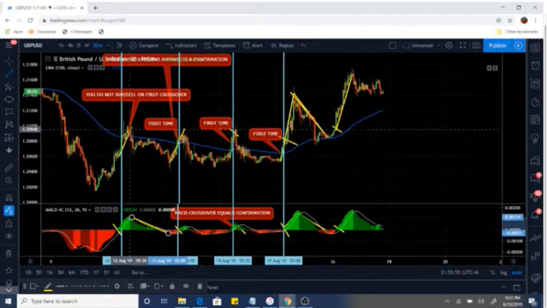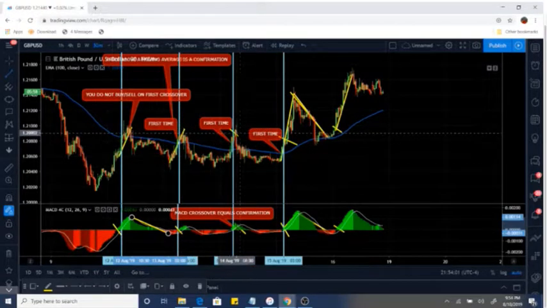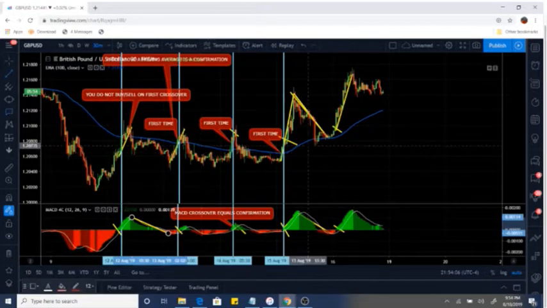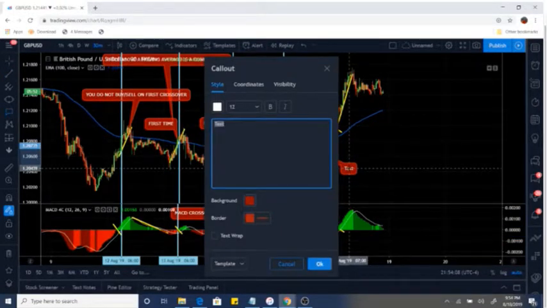But look what happens. Price pulls back. Same thing here. Crossover, crossover, but then price pulls back. Same thing here. Crossover, crossover, but price comes back. Crossover. Look what happens here. Price stays above my moving average. This is basic stuff, guys.